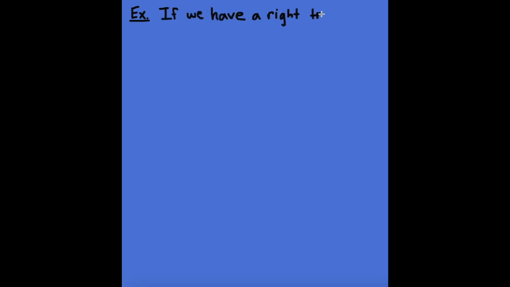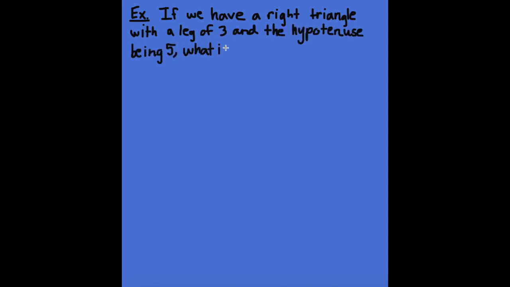If we have a right triangle with the leg of 3 and the hypotenuse being 5, what is the third side? In this problem, we are given a leg and a hypotenuse. Keep in mind that all right triangles have 2 legs and 1 hypotenuse. Since we are given a leg and the hypotenuse, we are solving for the other leg. We are solving for a side of the triangle that touches the right angle. So let's draw a picture.